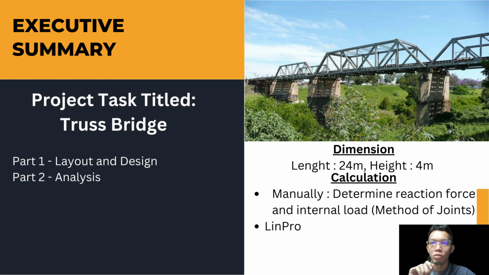Our team has chosen a bridge design with a 24 meter length and 4 meter height. The design of the truss is a spread truss, and this truss bridge is intended to undergo a 300 kN dead load of point load. The value of its load and deformation will be calculated manually and also by using the application Lean Pro.